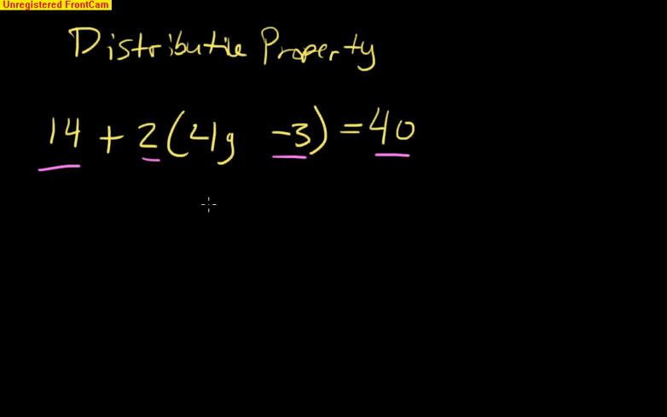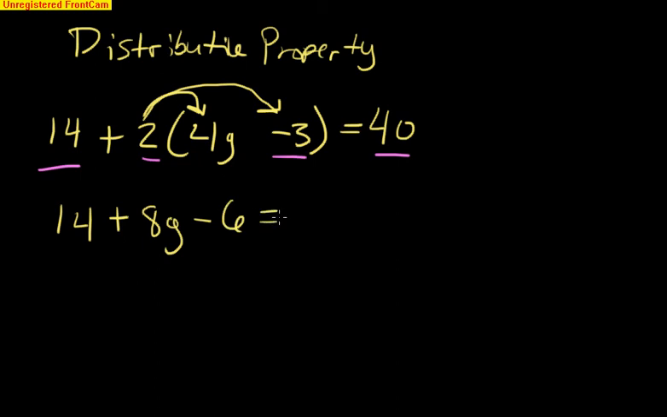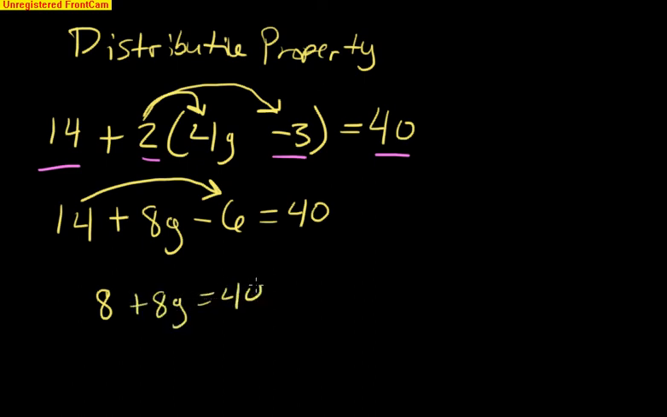But because of the order of operations, I know I have to do my parentheses first. So I distribute to the 4g and to the minus 3. And my new equation becomes 14 plus 8g minus 6 equals 40. So now I combine like terms. 14 minus 6 is 8 plus 8g equals 40.